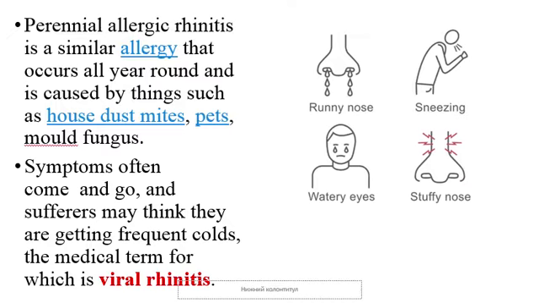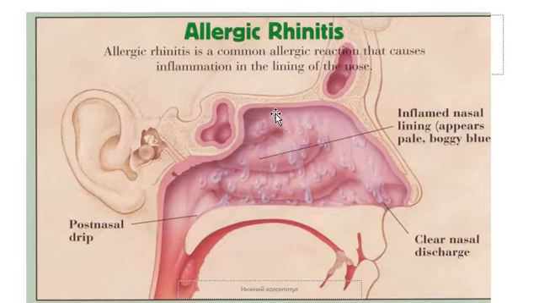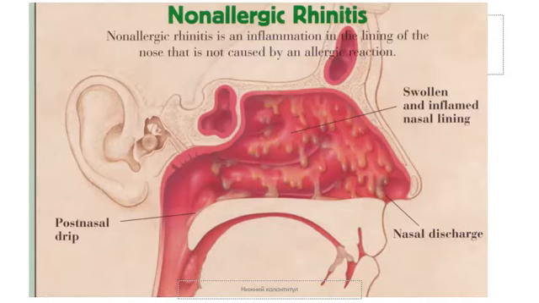Allergic rhinitis is a common allergic reaction that causes inflammation in the lining of the nasal mucosa. We can see the nasal lining appears pale and boggy blue. It's the characteristic view of allergic rhinitis. Non-allergic rhinitis is inflammation in the lining of the nose that is not caused by an allergic reaction.